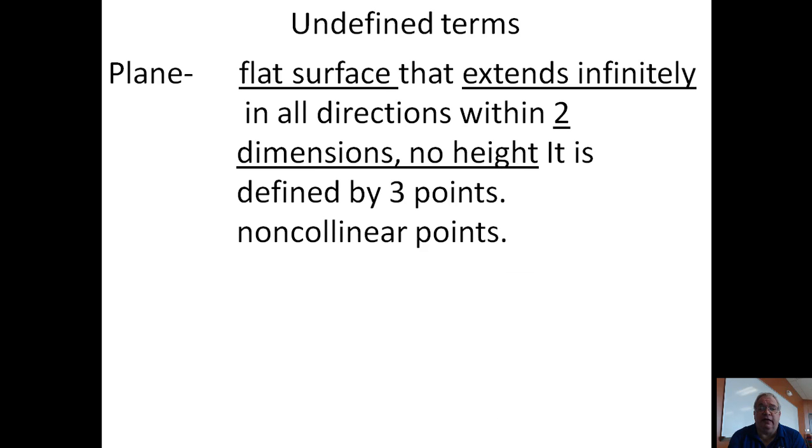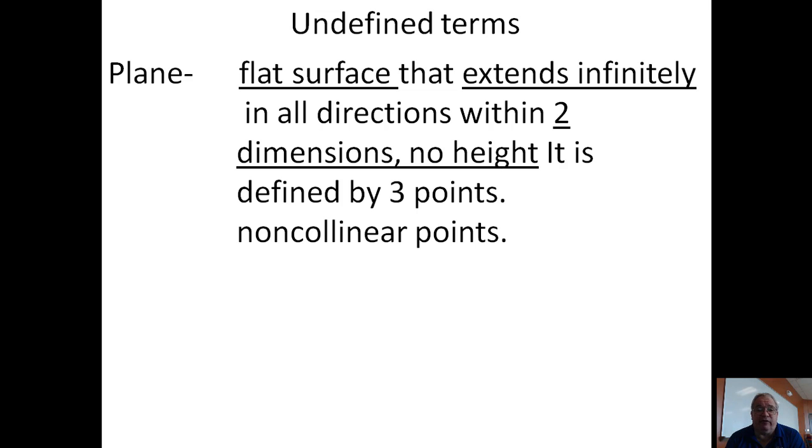Okay, our 3rd and final undefined term is a plane. So a plane is a flat surface that extends infinitely in all directions. Now, all directions means within its 2 dimensions. It has no height, so it's not going to extend up or down. The length extends forever, the width extends forever. So it has no height.